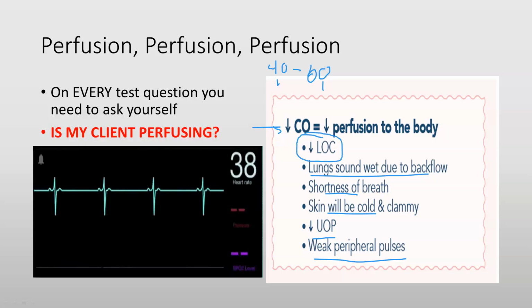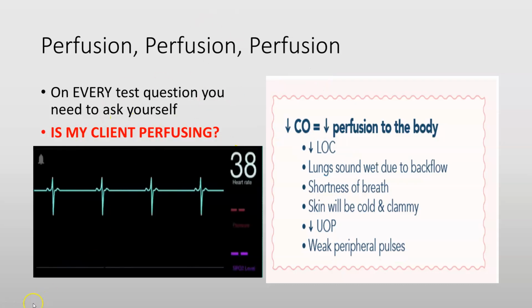You're going to have an LOC change because once blood leaves your heart, about 20% of it is used by the brain. So if you're not maintaining a normal cardiac output, that's why we have agitation, confusion, restlessness, all those perfusion words now. So that's what it would look like from a big picture standpoint.